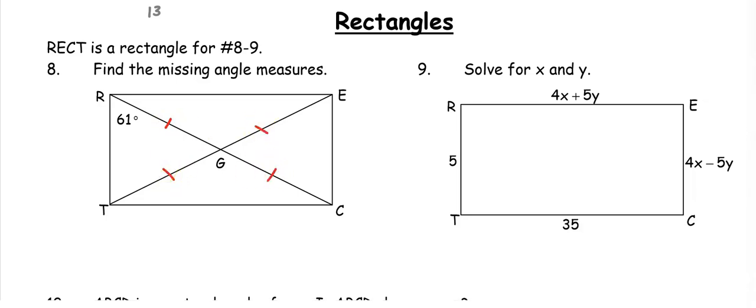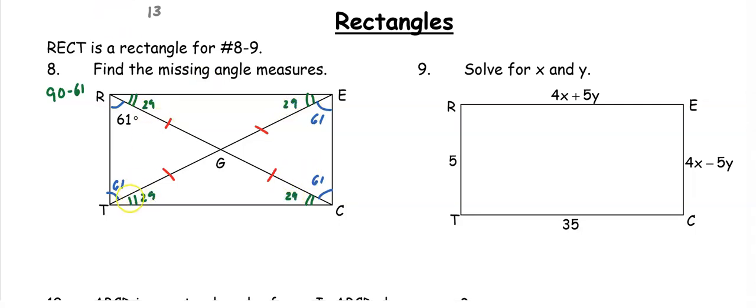isosceles triangles. So we know if 61 is in the corner, then my 2 triangles on the left and right all have base angles of 61 degrees. To find the other angles missing in the corner by R, E, C, and T, we know that they are right angles. So we're going to subtract the angle we know from 90 to get our missing angles. So 90 minus 61 is 29. So all of these angles are 29 degrees.